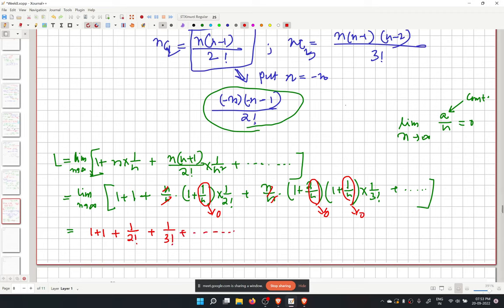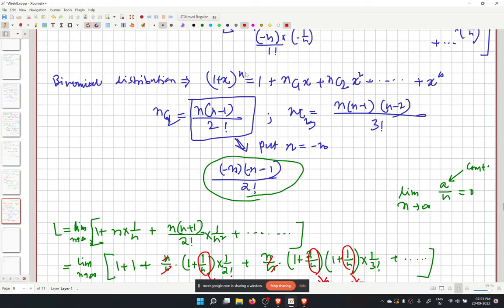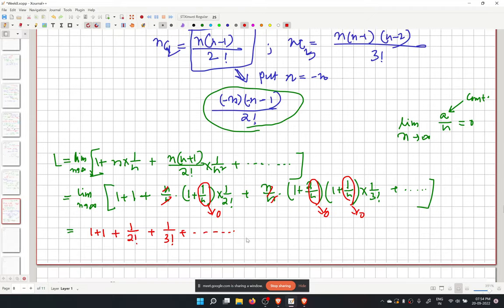Again, in the binomial expansion, where the exponent is n, we'll have n plus 1 terms, but since n is tending to infinity, we'll have an infinite number of terms here. So we can rewrite this as 1 over 0 factorial and 1 over 1 factorial. So this will be 1 over 0 factorial plus 1 over 1 factorial plus 1 over 2 factorial, and so on. So this is nothing but the summation of k equal to 0 to infinity 1 over k factorial.